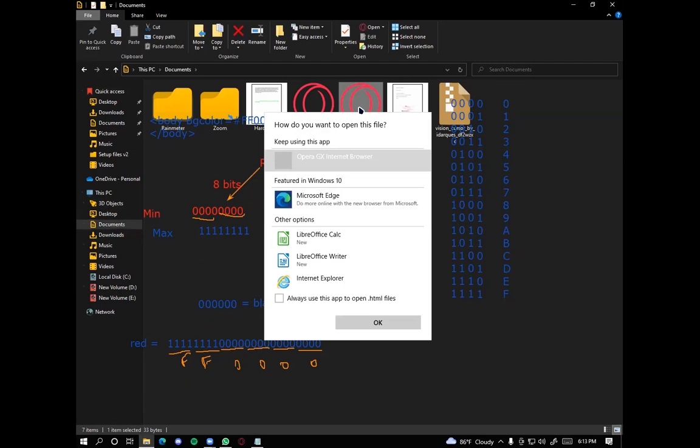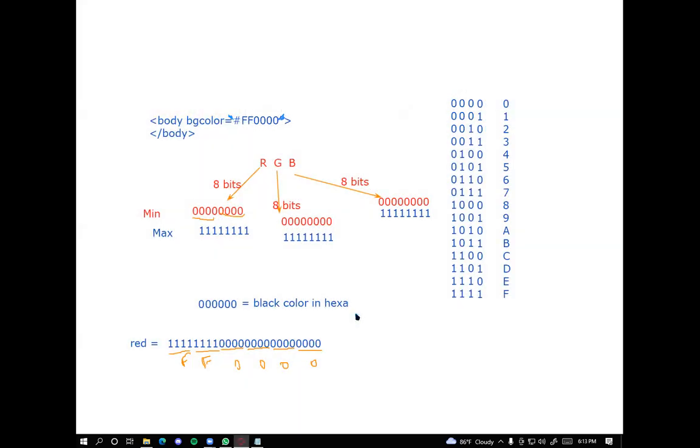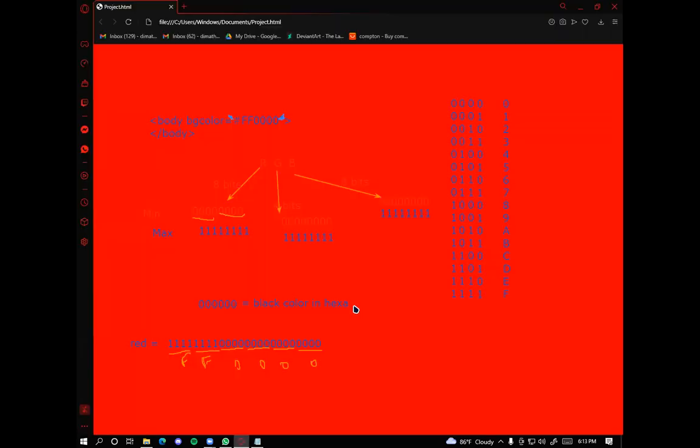Okay, double click on the file and then you will see your web page in red color when you open it. Okay, let's change the color. Go to the notepad again.